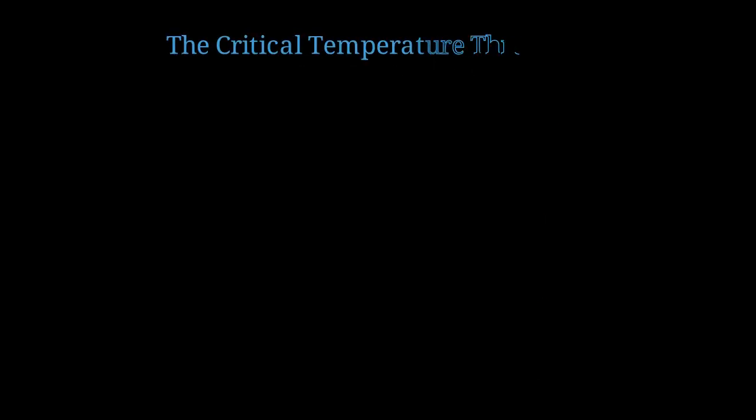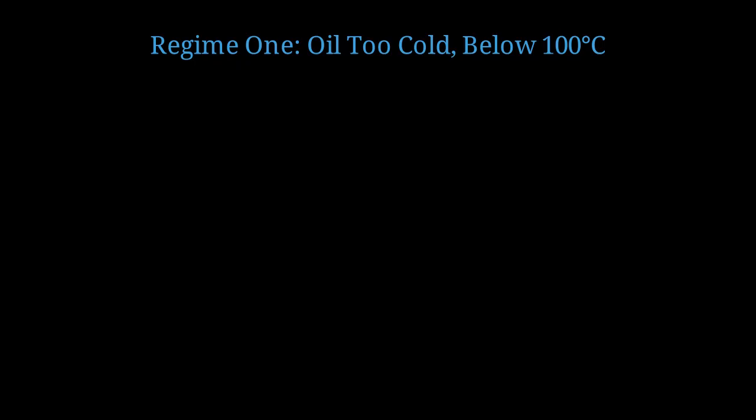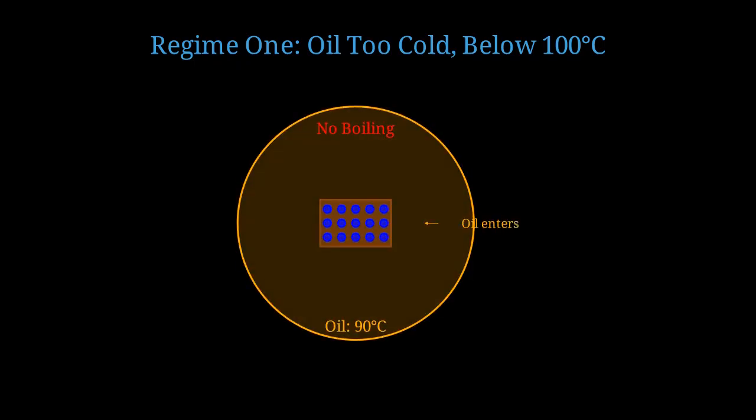Now we arrive at the critical question. What happens at different oil temperatures? Let's examine 3 regimes. Below 100 degrees, at optimal temperature around 170 to 190 degrees, and above optimal. If oil temperature is below 100 degrees Celsius, water inside the food cannot boil. No vapor pressure gradient exists to drive water outward. Without vapor pressure to create an outward flux, oil can slowly penetrate the food structure by capillary action. This results in greasy, oil-soaked food. The food becomes a passive sponge.